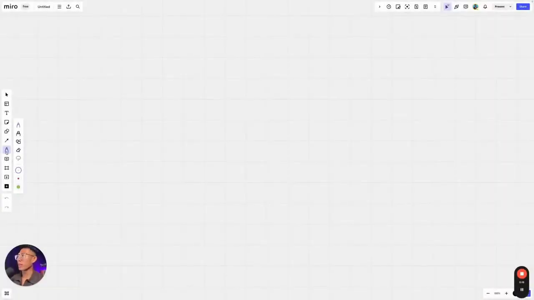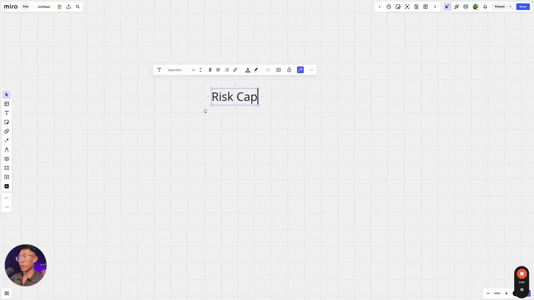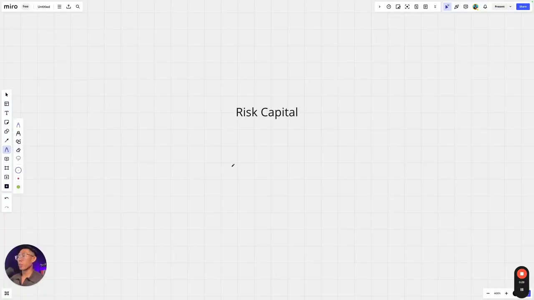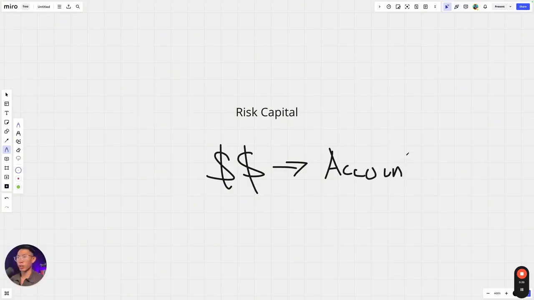Okay, so I'm gonna share with you guys everything on the whiteboard so that it's much easier for you guys to understand. So the first thing I really want to talk about is what we call your risk capital. Now, what is risk capital? Risk capital is basically the amount of money that you are putting into your account, right? Your trading account, your live trading account.